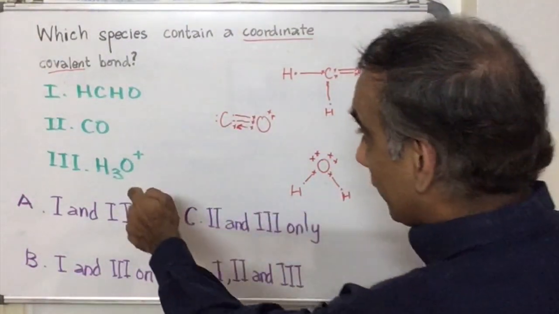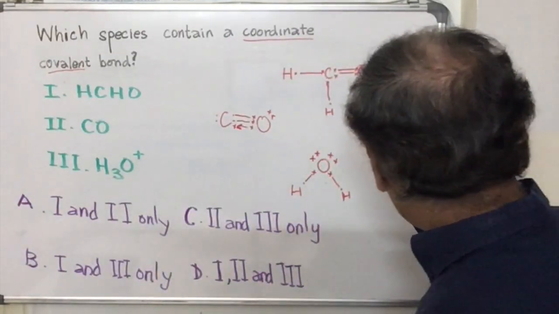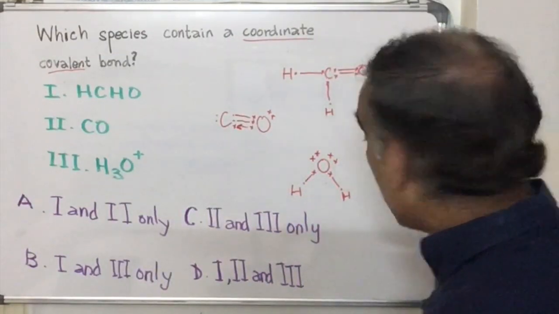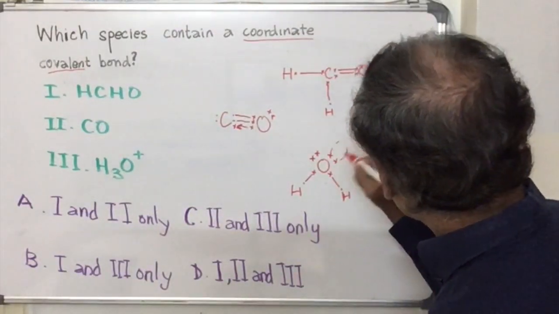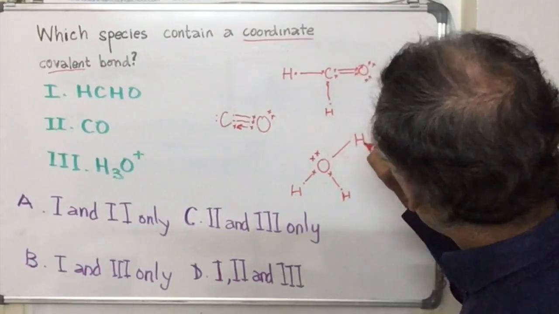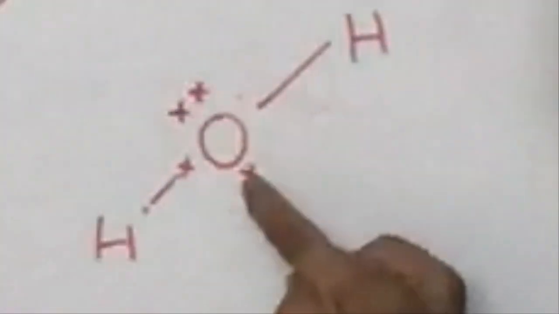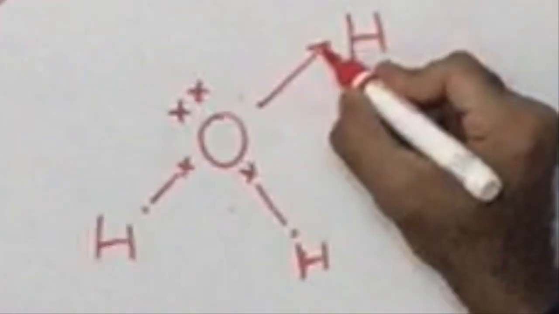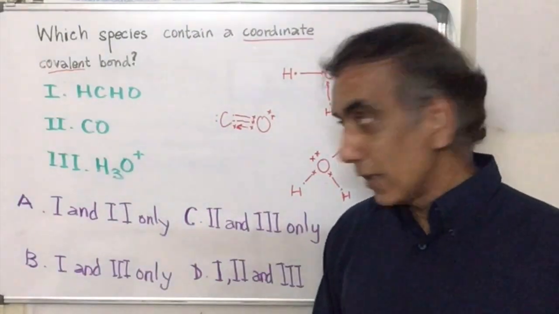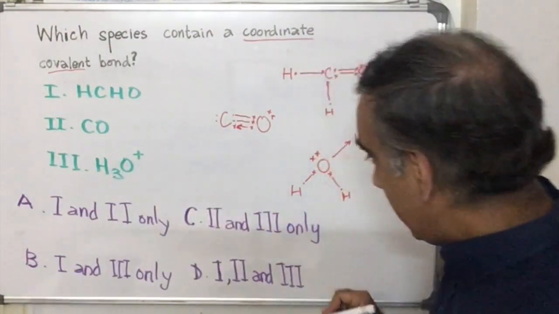And then to form H3O positive from H2O, a hydrogen ion with no electrons approaches this lone pair of electrons. Then this forms a covalent bond, a coordinate covalent bond, of course, because both electrons in the bond come from this oxygen atom. So that confirms for us that the answer to this question is 2 and 3. C.